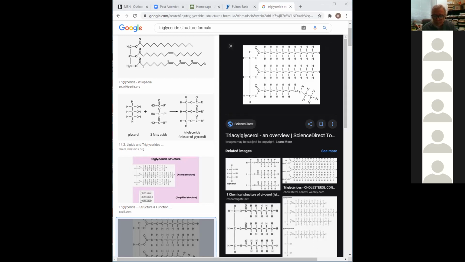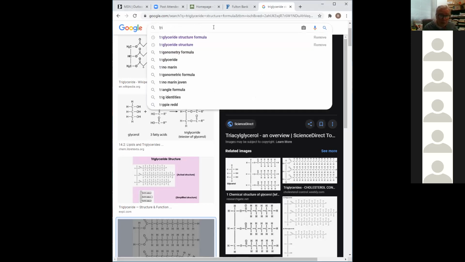Okay, last part of the lab before we answer some questions is looking at proteins. And amino acids are the monomers of proteins. So we have to look at amino acid structure, and you make an amino acid called glycine.